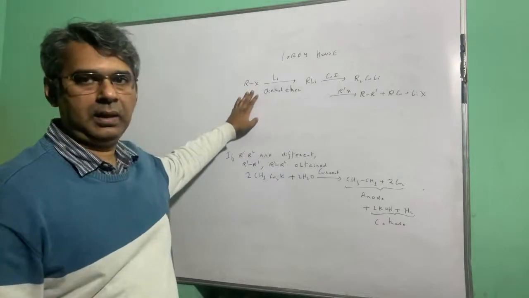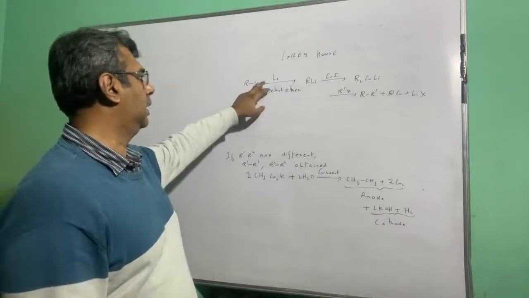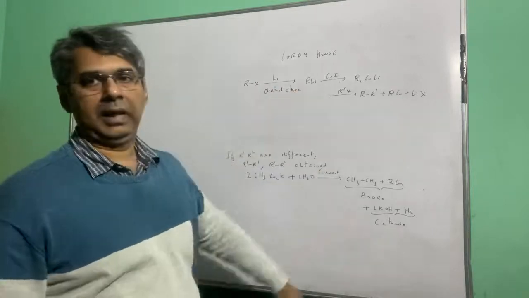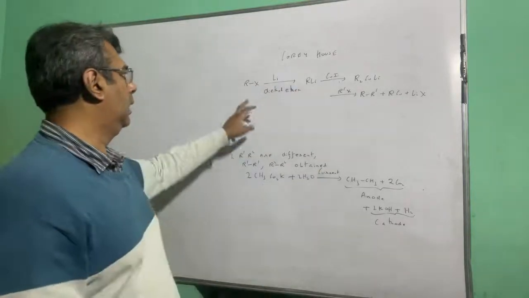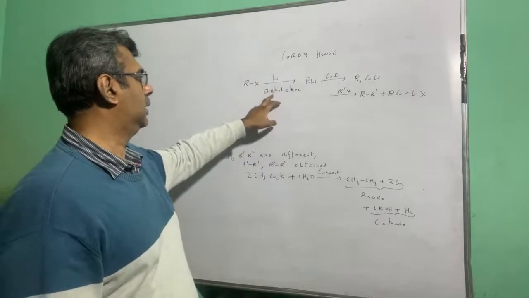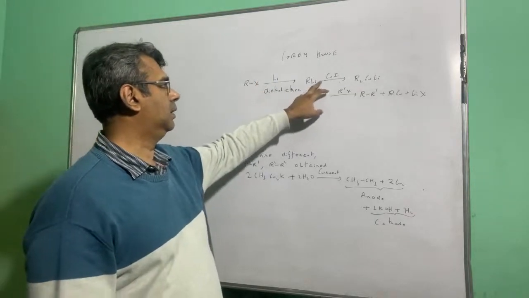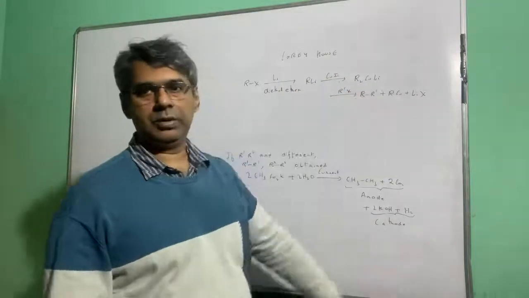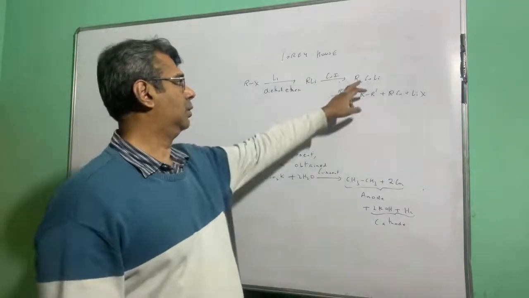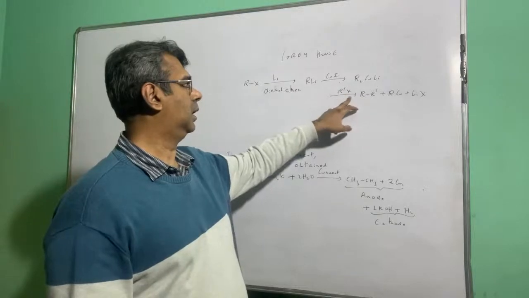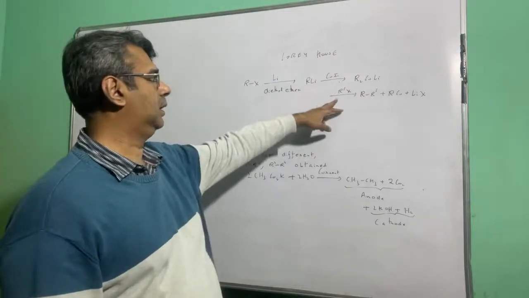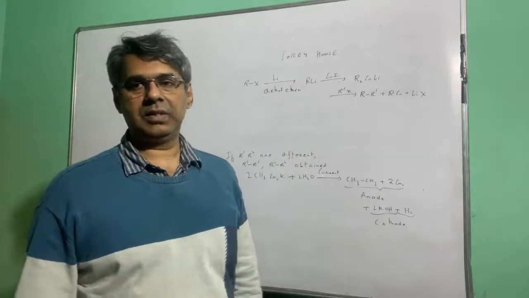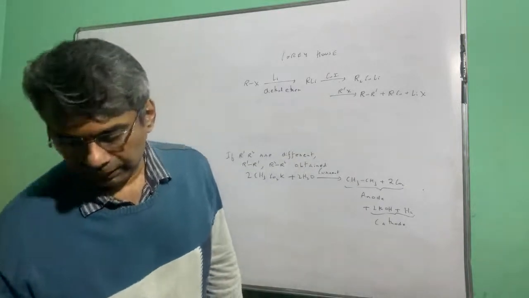alkyl halide reacts with lithium in presence of diethyl ether to give alkyl lithium. Alkyl halide with lithium in diethyl ether will give alkyl lithium, plus CuI will give R2CuLi, and R2CuLi with another alkyl halide, a different alkyl halide, will give R-R'. So this R-R' is the unsymmetrical alkane we are targeting.